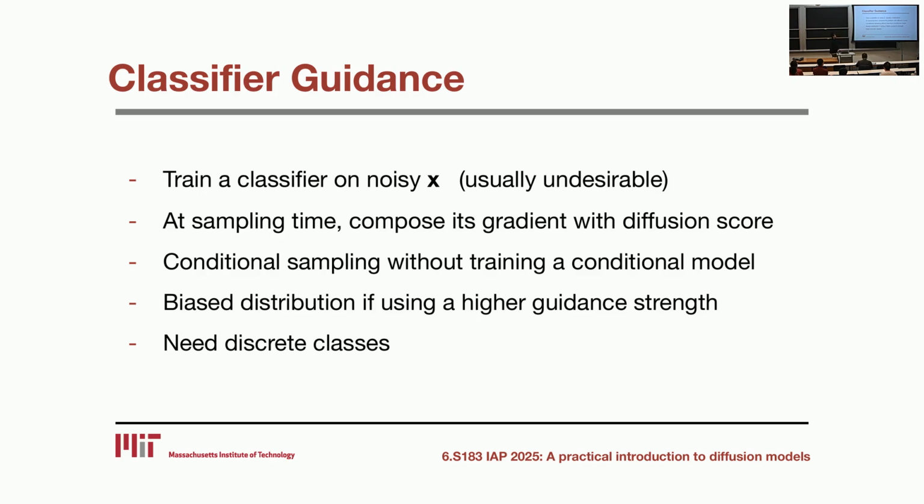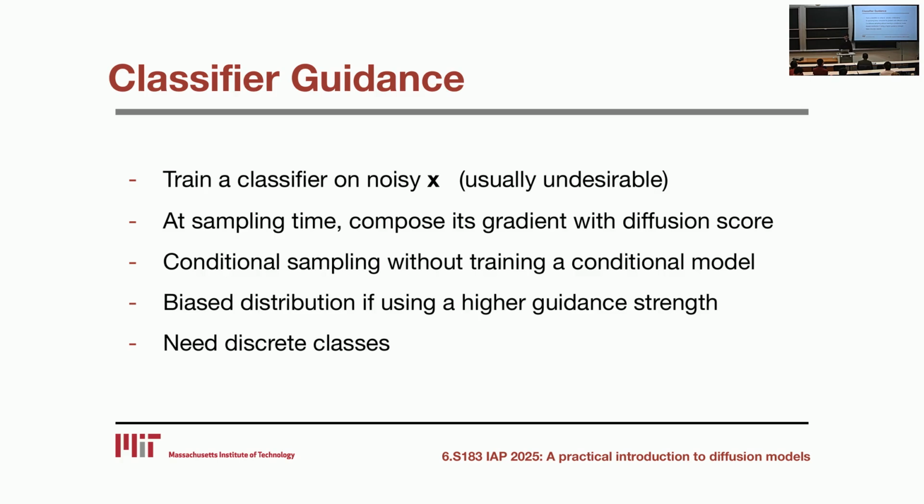And also, at sampling time, once you get this classifier and your unconditional model, you can compose the score of this unconditional model and the gradient of the classifier using the previous formula. And then after you compose them, you can sample with the composed score. What does this allow you to do? You can now do conditional sampling without training a conditional model. I give you an unconditional model. You only need to train a noisy classifier, and then you get a conditional model.